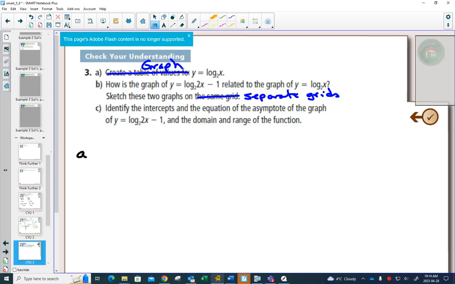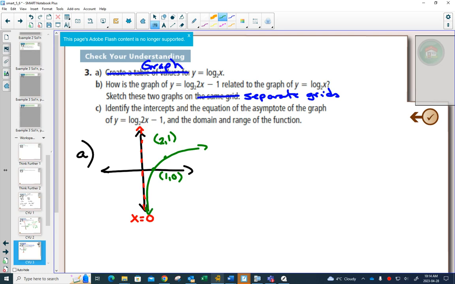And again, for A, you can skip the table of values. We're just going to quickly graph log base 2 of x, just like we saw in the previous example. Every parent log graph has an asymptote at x equals 0. Every parent log graph has the point 1 comma 0, and since the base of this one is 2, we have 2 comma 1. So there is our parent graph.